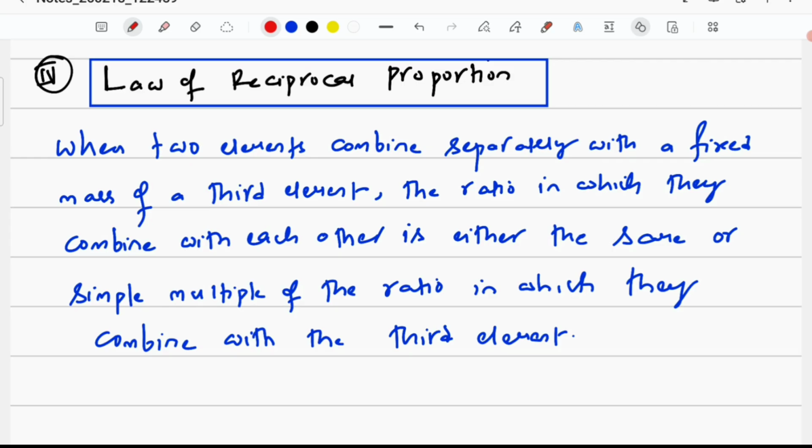Once again, read this statement. Important. Read the statement once again. When two elements combine separately with a fixed mass of a third element, the ratio in which they combine with each other is either the same or a simple multiple of the ratio.